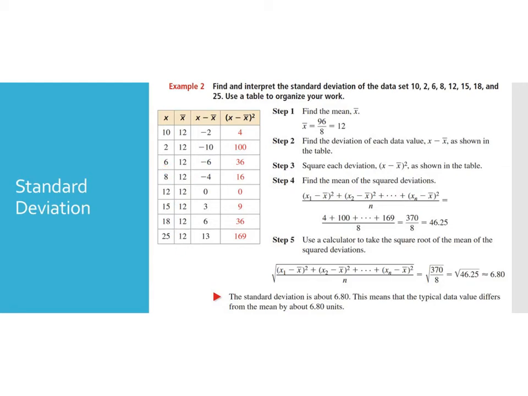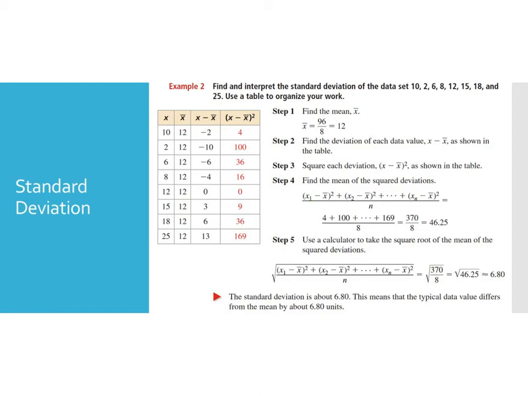What you're going to do next is square those differences. So we take the number we just found and square them. Then you're going to find the mean of these. These are called your squared deviations. Deviation is just how much you differ from, how far away it is. So we're going to find the mean of the squared deviations.